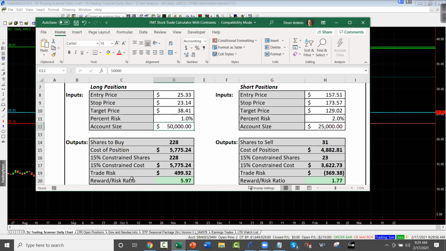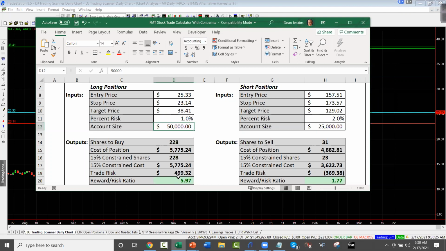your account. And by the way, the reward to risk on this, based on the entry, the stop, and the target, is 5.97 to 1, nearly 6 to 1. How cool is that, right? If I'm wrong, I'm going to lose 500 bucks. If I'm right, I'm going to make 6 times that, or about 3 grand. Sweet. That's what I'm trying to do here. That's the name of the game, right?